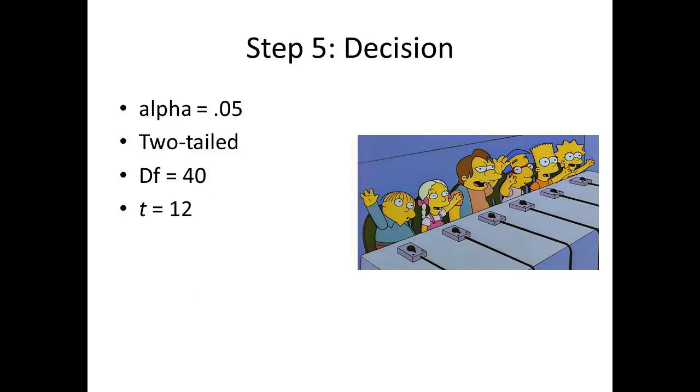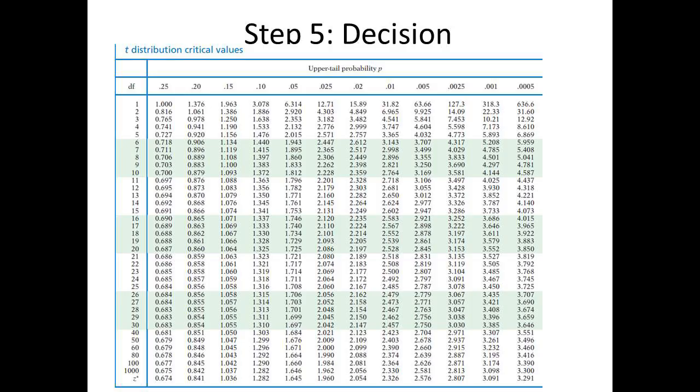And then moving on to step 5, we need to make our decision. So if you remember from last week, we need 4 things to make our decision. We need the alpha, whether it's 1 or 2-tailed, the degrees of freedom, and our score. And this time we actually do need degrees of freedom because we're using a t-distribution, right, instead of a z-distribution. And in our case, the alpha is going to be 0.05. It's a 2-tailed test. Our degrees of freedom is n minus 1, so that's going to be 41 minus 1, which is, of course, 40. And our t-value, as we just found, is 12.